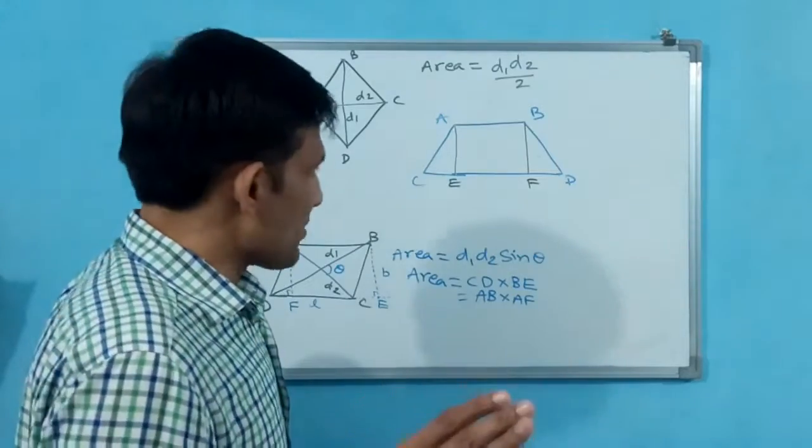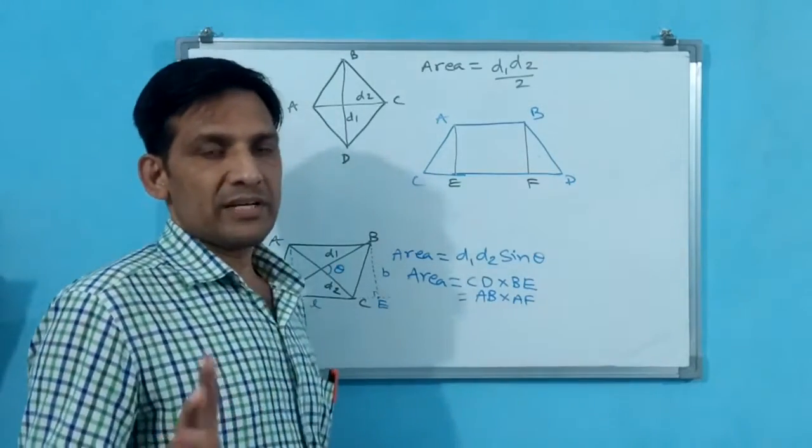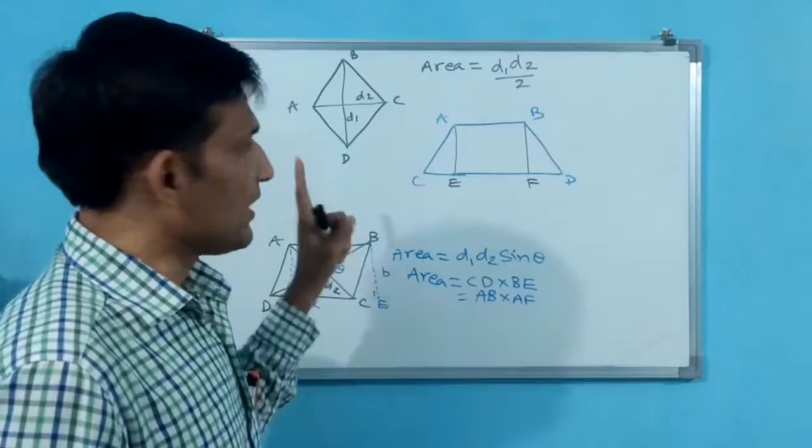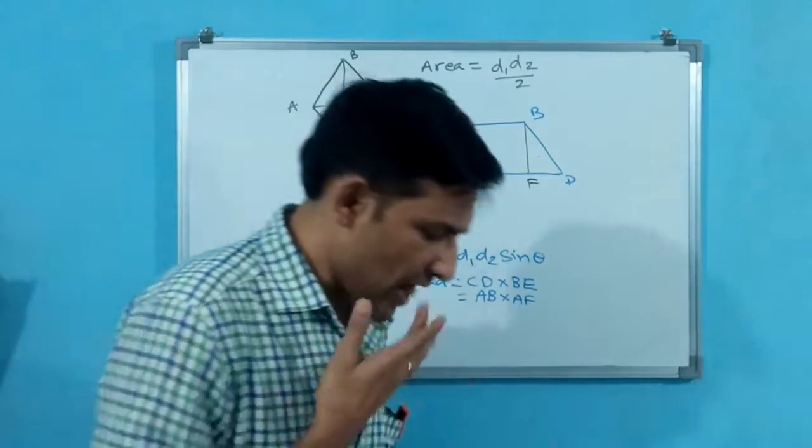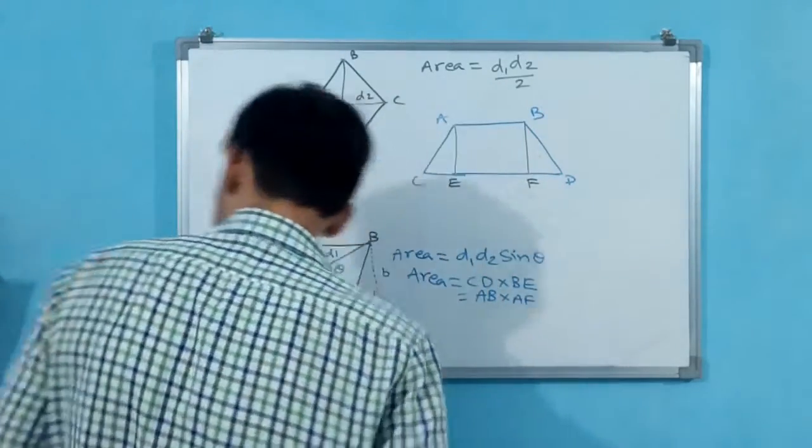Okay. Two-dimensional, still two figures are there. Circle and semicircle. We will complete circle and semicircle. Then we go for three-dimensional figures.